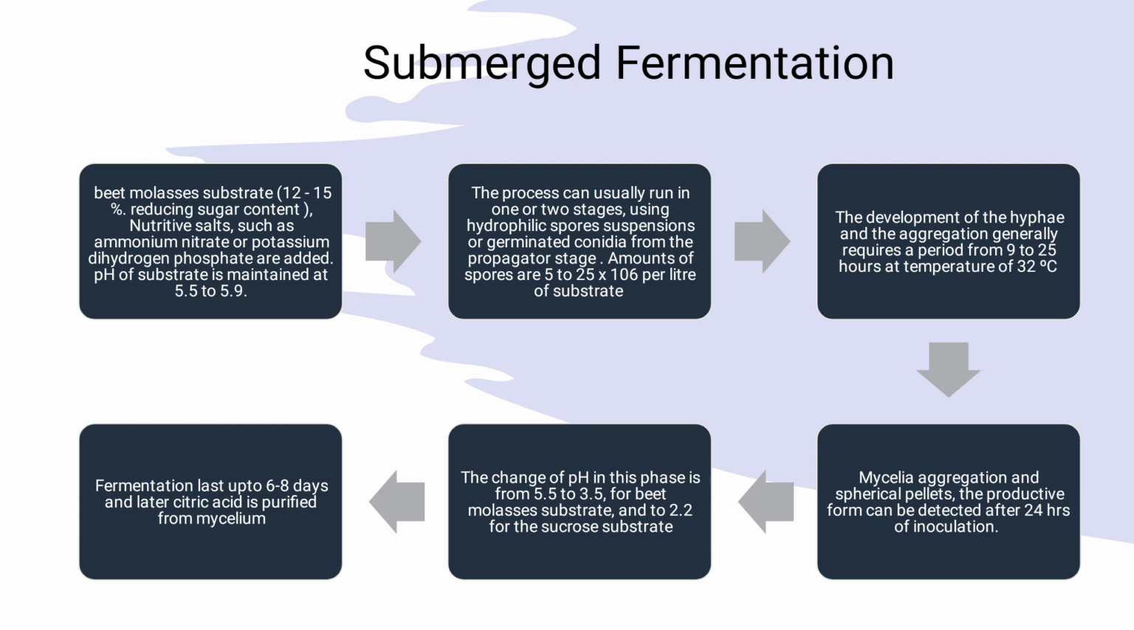The development of the hyphae and the aggregation generally requires a period from 9 to 24 hours at a temperature of 32 degrees Celsius. Then mycelial aggregation into spherical pellets, their productive form, can be detected after 24 hours of inoculation. The change of pH in this phase is from 5.5 to 3.5 for beet molasses substrate and to 2.2 for the sucrose substrate. Fermentation lasts up to 6 to 8 days and later citric acid is purified from mycelium.